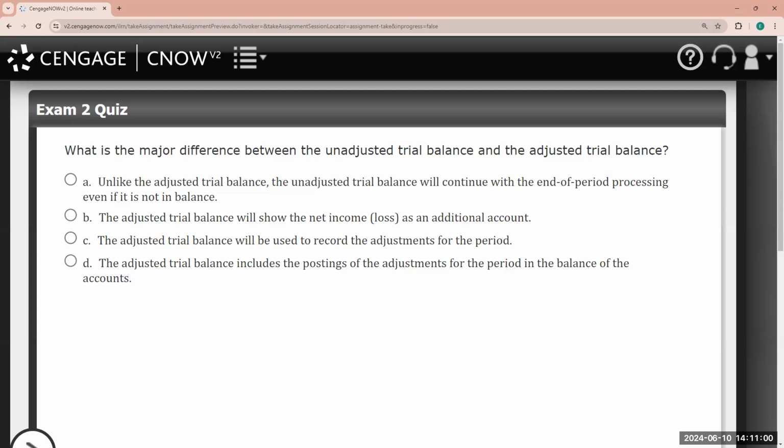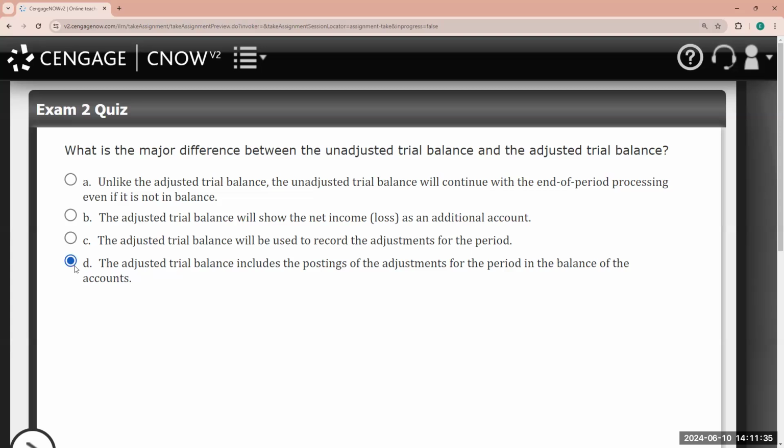B states, the adjusted trial balance will show the net income loss as an additional account. This is not correct. C states, the adjusted trial balance will be used to record the adjustments for the period. That is incorrect. We essentially record the adjustments, but the key thing is that we ensure the ending balances after we've made the adjustments are reflected on our adjusted trial balance. And now D states, the adjusted trial balance includes the postings of the adjustments for the period in the balance of the account. So D is our correct answer.